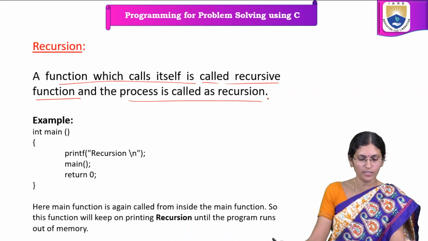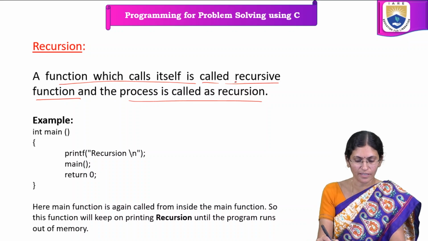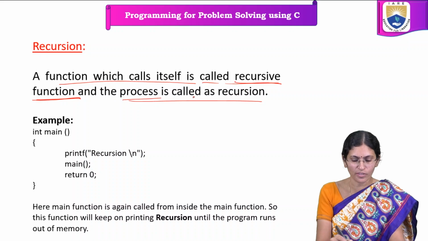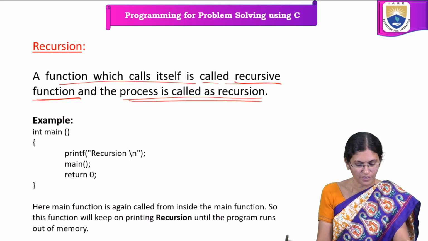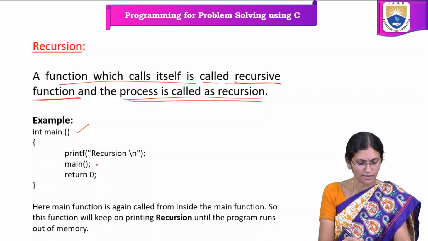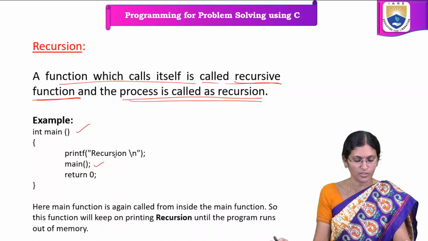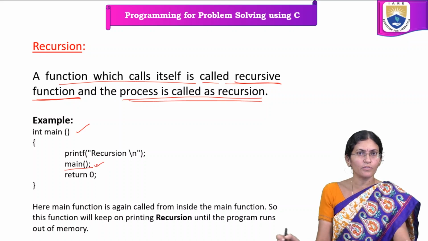So, a recursive function is a function which calls itself, and this process is called recursion. For example, consider this example; we can understand the recursive function with it. Here we have the int main function. Inside the main function, you can see that we are again calling the main function. So, this is how we call a function.